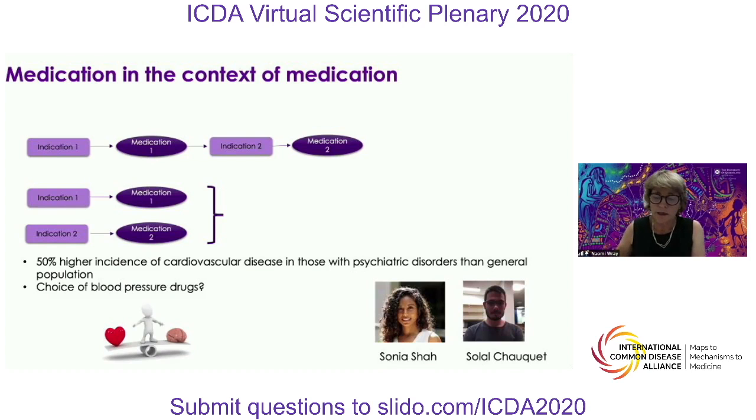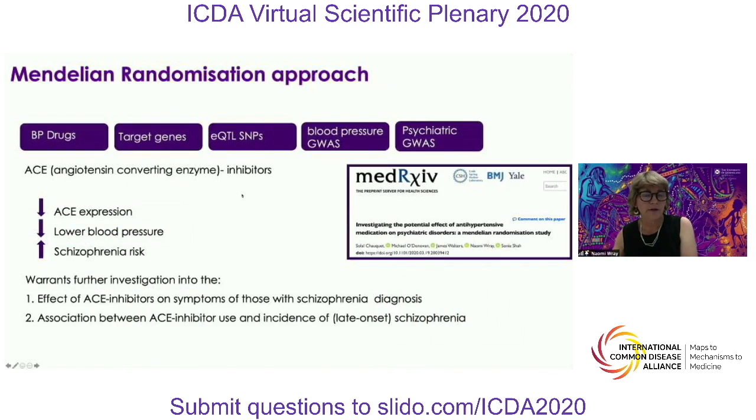So I'm going to give a vignette of work by Sonia Shah, a postdoc in our group, who is supervising Salal Shokay, a master's PhD student. The question Sonia was interested in addressing is the well-known fact that the incidence of cardiovascular disease is 50% higher in those with psychiatric disorders compared to the general population. There are very many hypotheses about this, whether it's cause or consequence. Regardless, we know many people in the population, as they age, take drugs to reduce blood pressure. Are there ways that we can decide which of those drugs are best suited for people who also have psychiatric disorders? So Sonia took a Mendelian randomization approach.